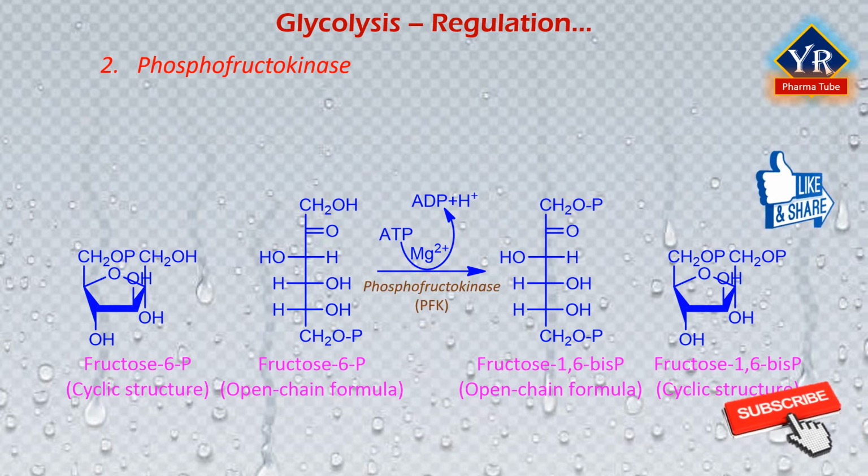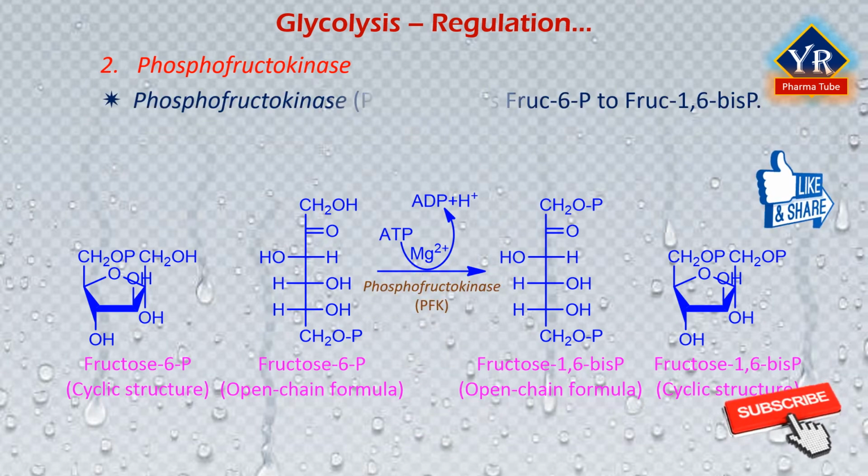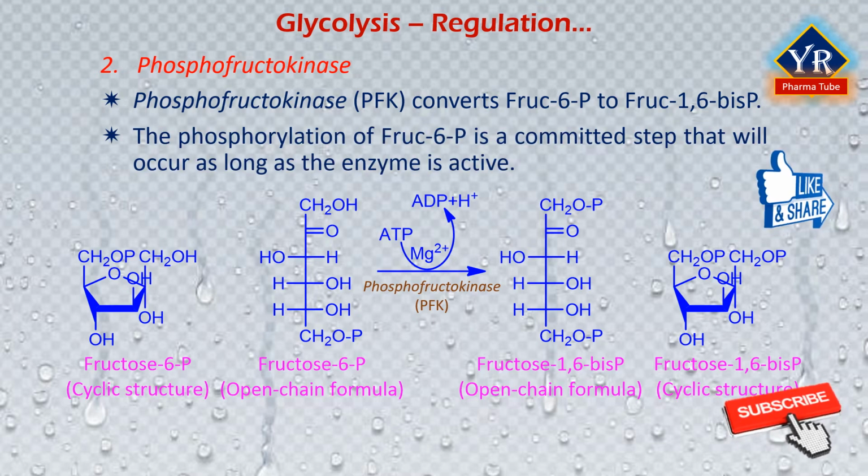Phosphofructokinase. A second and very important regulatory point for glycolysis is the conversion of fructose 6-phosphate into fructose 1,6-bisphosphate, which is catalyzed by the enzyme phosphofructokinase. Once glucose is converted to fructose 1,6-bisphosphate, its carbon skeleton must continue through the glycolytic pathway. The phosphorylation of fructose 6-phosphate is a committed step that will occur as long as the enzyme is active.